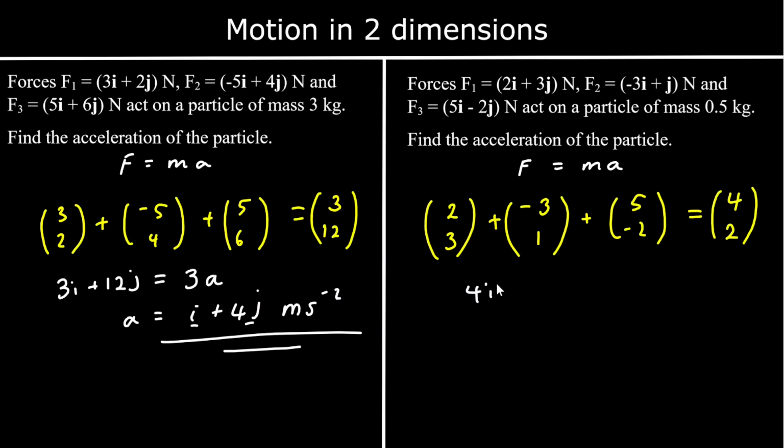So 4i plus 2j equals mass, which is 0.5, times acceleration. To get acceleration by itself, double both sides. So it's 8i plus 4j, and again, meters per second squared.